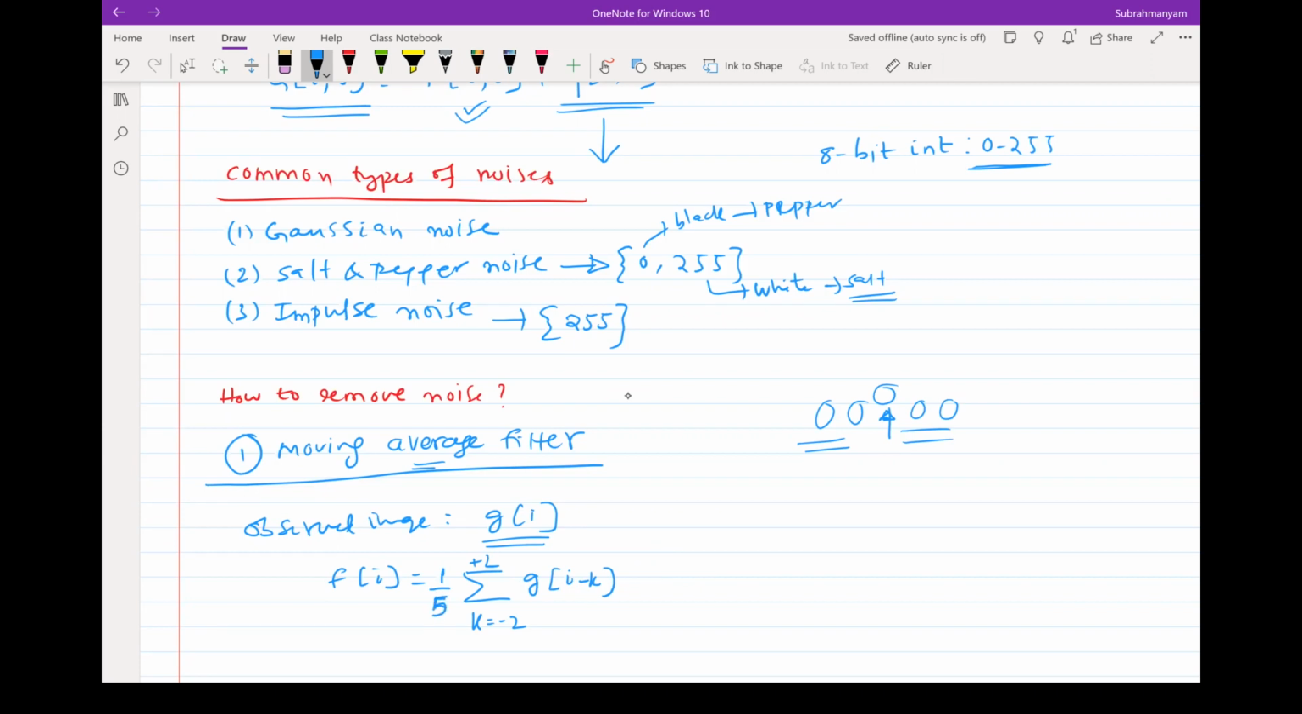Is everybody with this? For example, this is your g of i. Assume that this is my i. What he's saying is you go from minus 2 to plus 2 from i. When I start from i minus 2, that would be this being i, this would be i minus 2. k minus 1 means i minus 1, i plus 1, i plus 2. What he's saying is you sum up all these things. Anyway, you are summing up 5 values, so normalize it by 5.